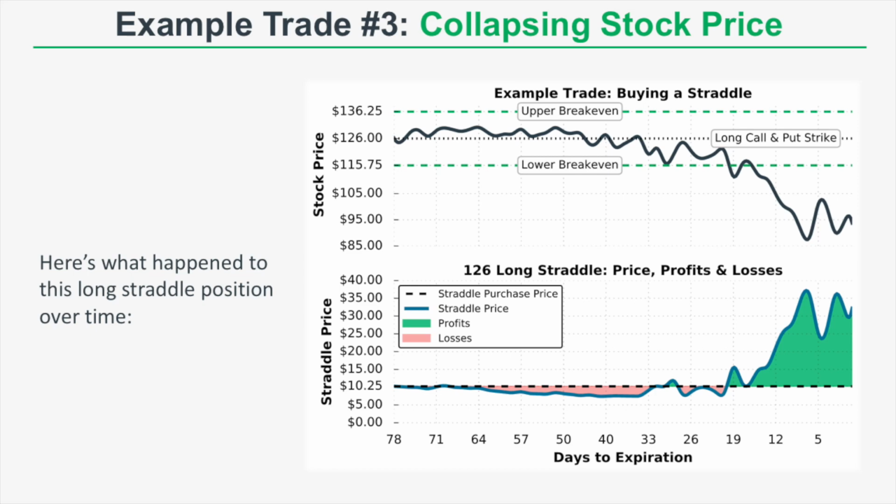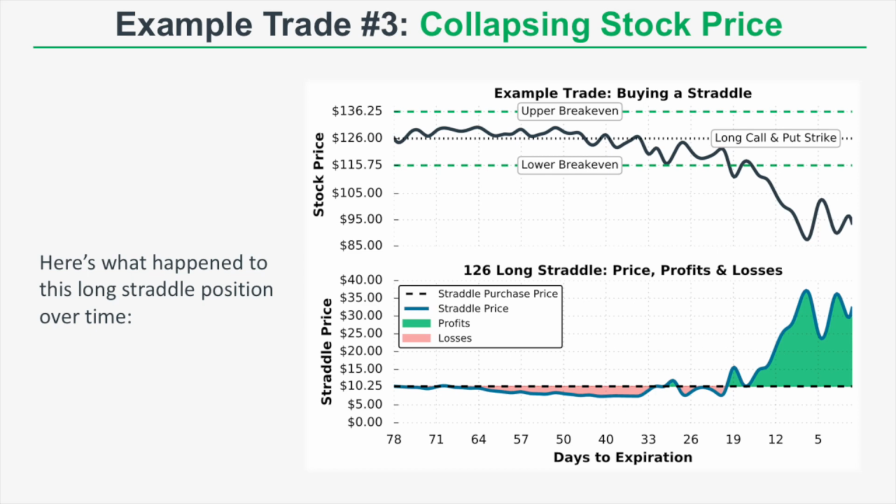Alright, so in the top part of the graph, we're looking at the changes in the stock price relative to our straddle's strike price and break-even points. And in the bottom part of the graph, we're looking at the changes in the straddle price from our initial point of entry. Now, as we can see here, in the top part of the graph, the stock price remains right around our strike price of 126 for the first 45 days or so. And in the bottom part of the graph, we can see that the long straddle is actually losing value over that time period.